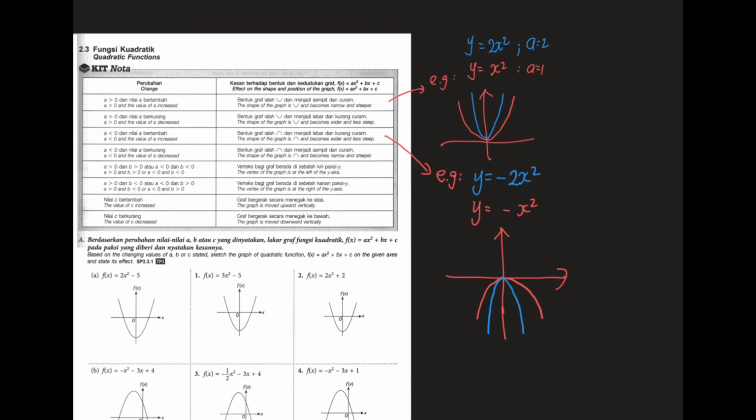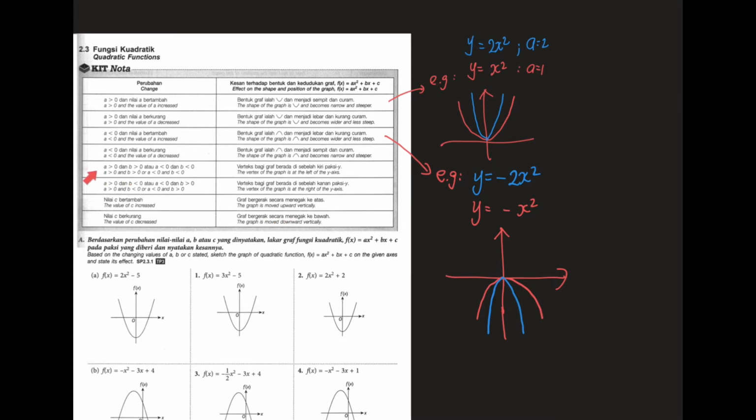Okay, so we look at the next one. The fourth one, a less than 0 and the value of a decreases. If the value of a decreases, it is from red to blue, from negative 1 decreasing to negative 2. The shape of the graph is still a sad face and becomes narrower and steeper. So from red to blue, you can see the graph becomes narrower and steeper.